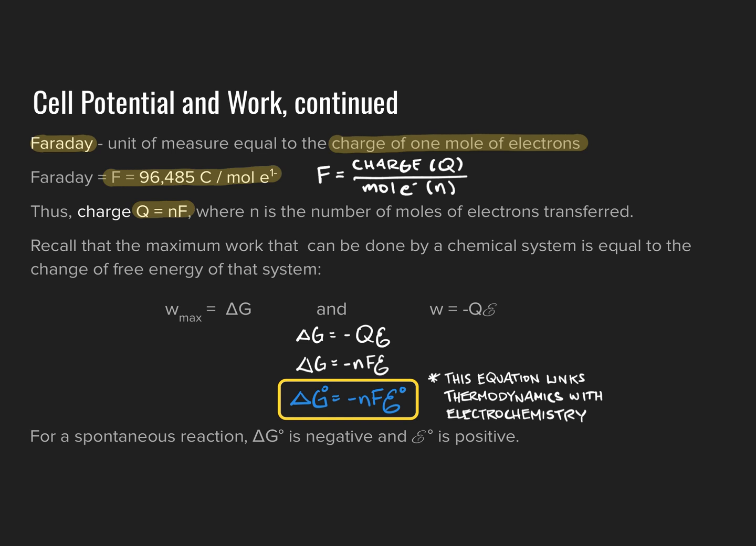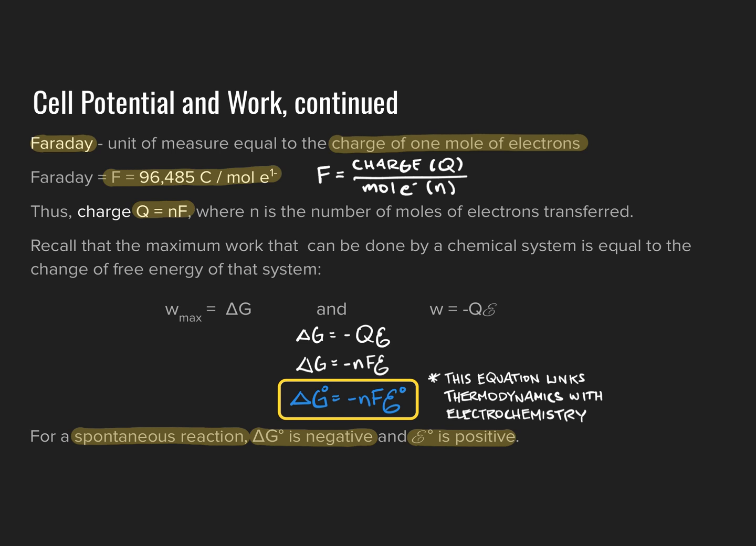And importantly to note, recalling from our conversations in chapter 16, for a spontaneous process to occur, the value of delta G must be a negative value. And therefore, for a spontaneous process, we have a quantitative proof now that the value of the cell potential, that is E naught, must be positive.